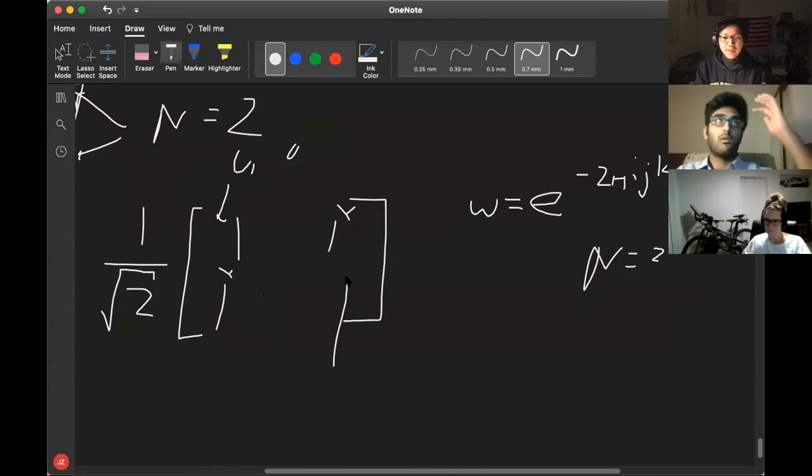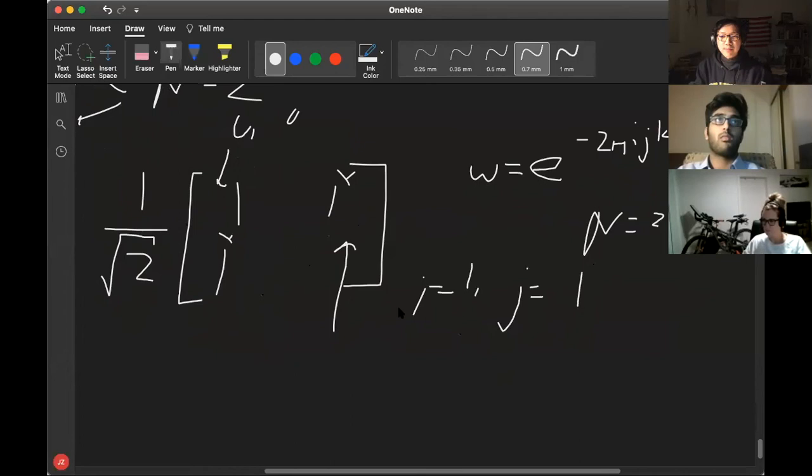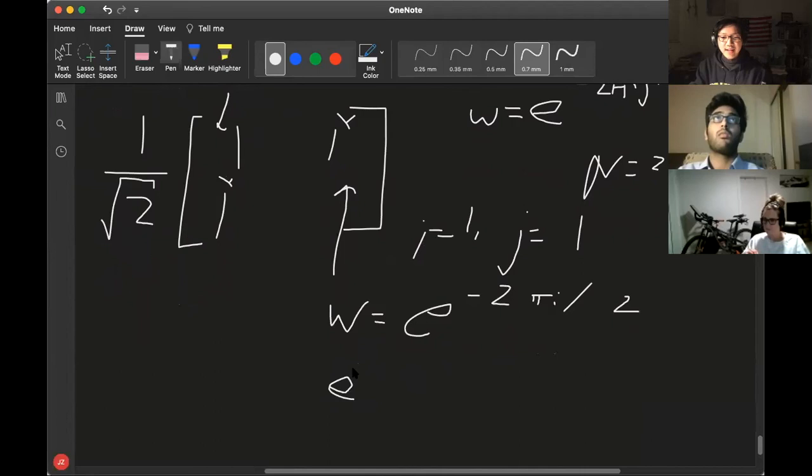This guy is actually at 1, 1. So for coordinates at 1, 1, that means i is equal to one and j is equal to one. And this would be equal to e to the negative two pi i over n, and n is two. If I was being very lazy and on a test, I could just say this is equal to e to the negative pi i.